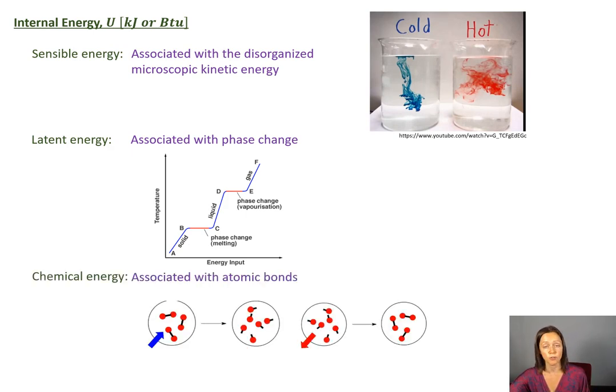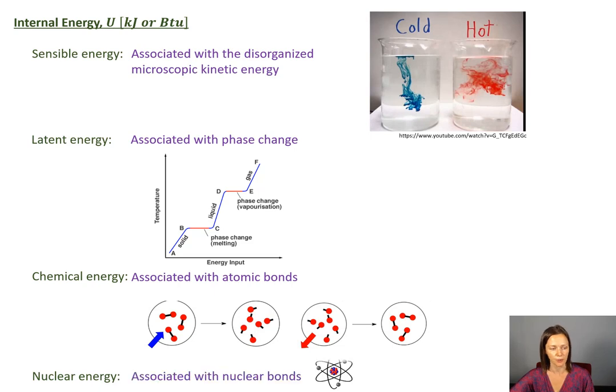Chemical energy is associated with the breaking and forming of atomic bonds. So those first two circles are showing bonds being broken, and that would be the case if you're putting energy into the system, and that energy being put into the system is represented by the blue arrow. The last two circles are indicating that energy is being removed from the system, and the molecules are reforming those bonds. So if you've got a chemical reaction, you have a change in chemical energy and thus a change in internal energy. And nuclear energy is associated with nuclear bonds.